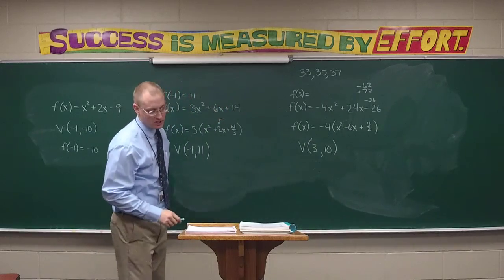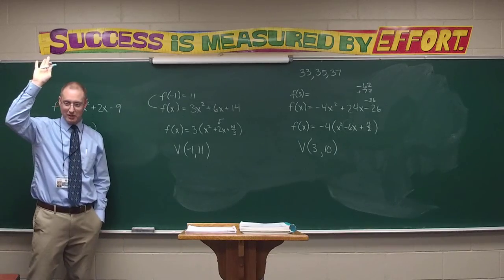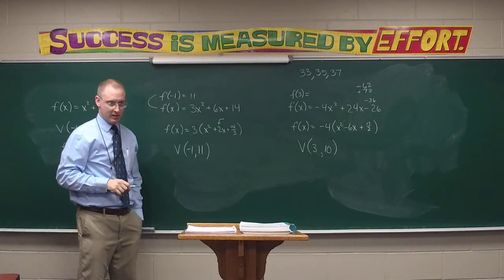310 for our vertex. Yeah, the book likes that too. All right, so let's go with 310 for the vertex. How many have that on 37? Questions on 37? Yes, sir.